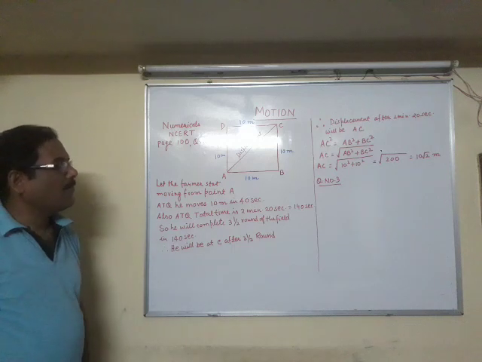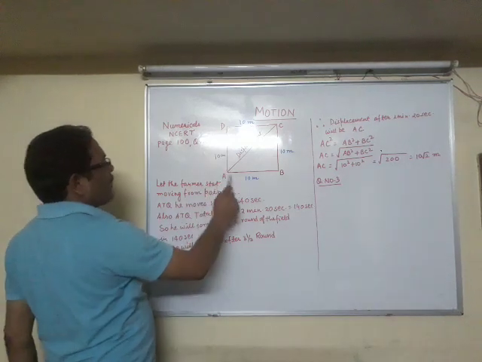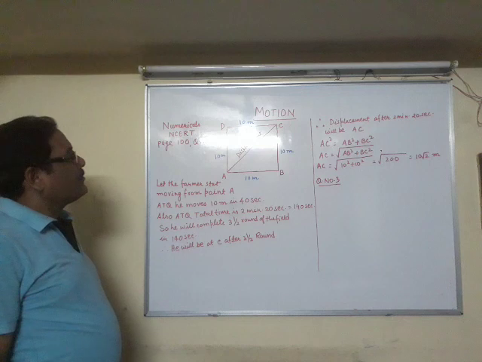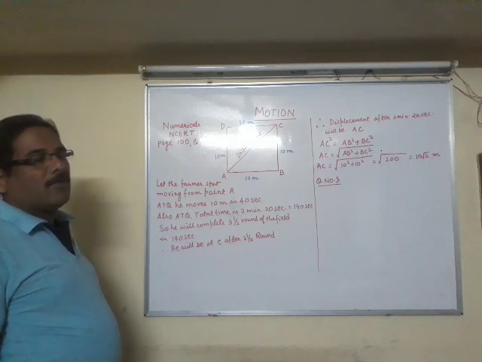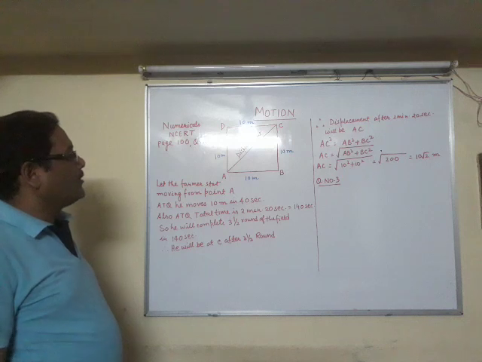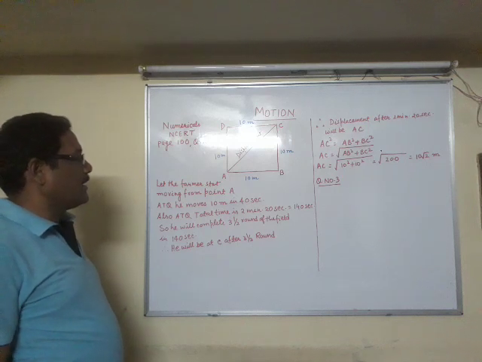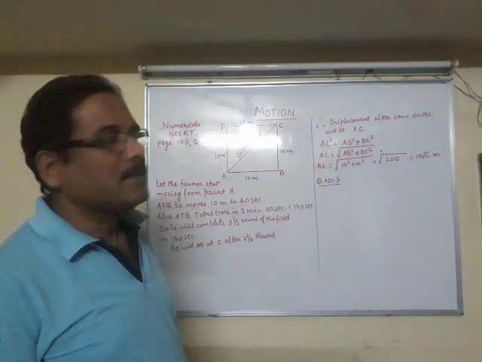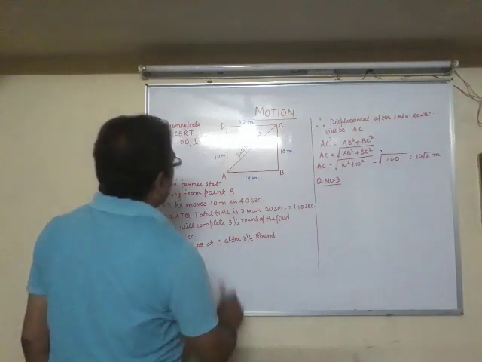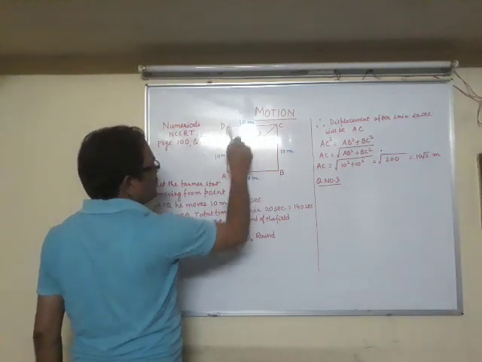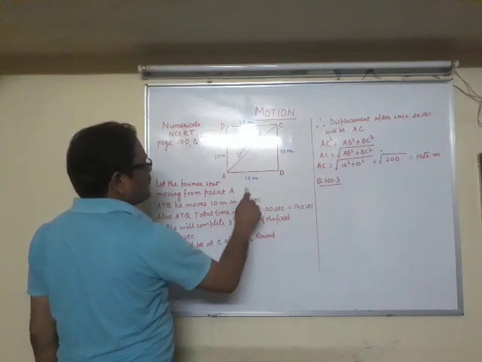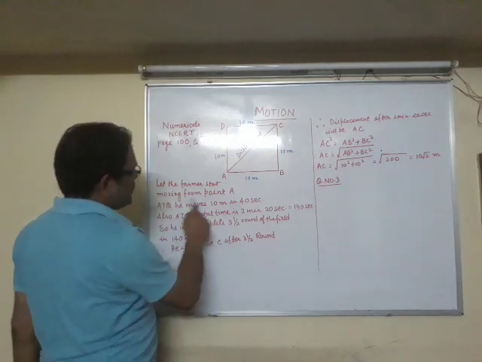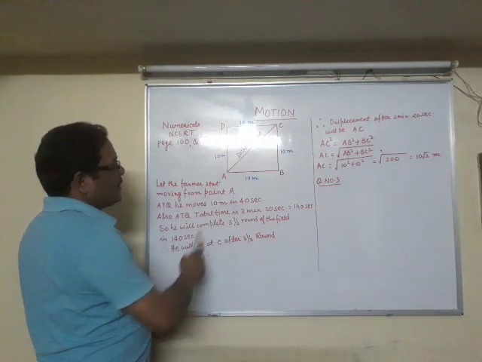Question number 2: a farmer is moving in a square field of side 10 meter and completes one round of it in 40 seconds, and the total time is given as 2 minutes 20 seconds. After 2 minutes 20 seconds you have to calculate the displacement. Let us assume ABCD is a square field with side 10 meter. Let the farmer start moving from point A. So A is the origin.